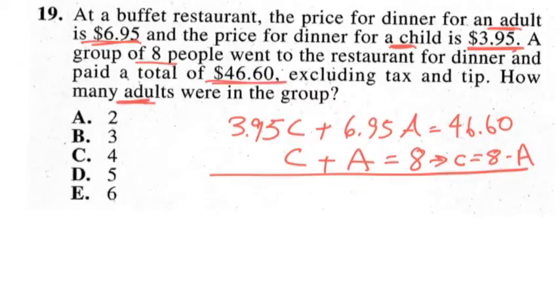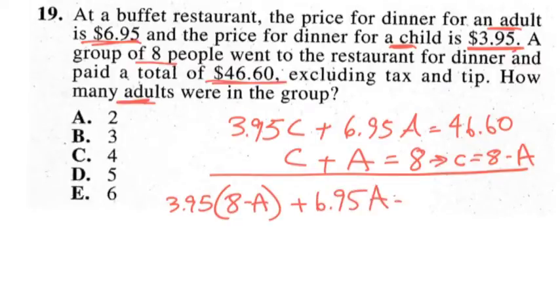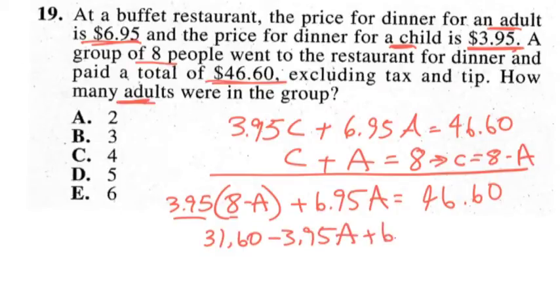Now we continue on. We're going to substitute that in. $3.95 times (8 minus A) plus $6.95 times A is equal to $46.60. That means now I'm going to have $3.95 times 8, that's $31.60, minus $3.95A plus $6.95A is equal to $46.60. So we're going to subtract the $31.60 from both sides.